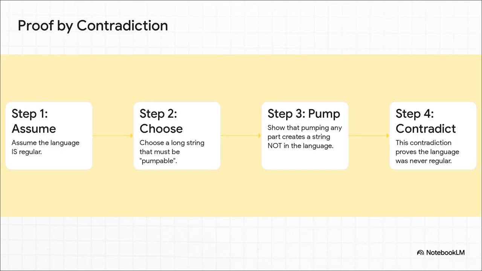So here's the logical trap we can set. First, we just assume, we pretend, that our language of equal A's and B's is regular. If that's true, then the pumping lemma has to apply. So we pick a string, something like AABB. The lemma guarantees there's a loop somewhere in that A section. Now we spring the trap. What happens if we pump that loop? We add more A's. We get something like AAABB. And suddenly the counts are unequal. This new string is not in our language. And that's a contradiction. It proves our first assumption was totally wrong. This language was never regular, and our simple FA just can't handle it.